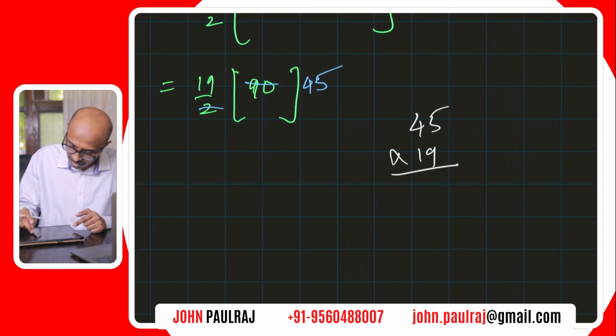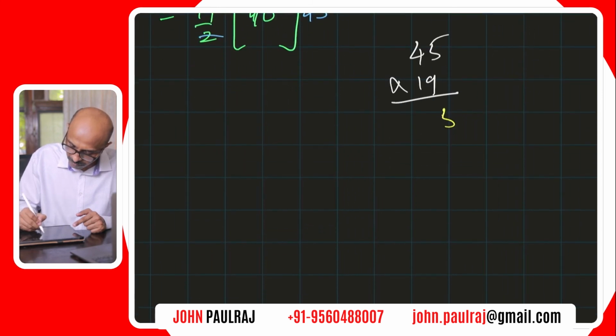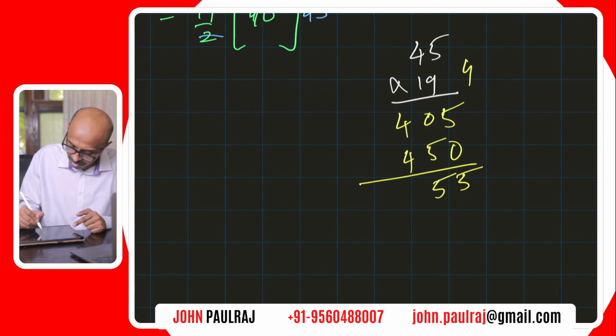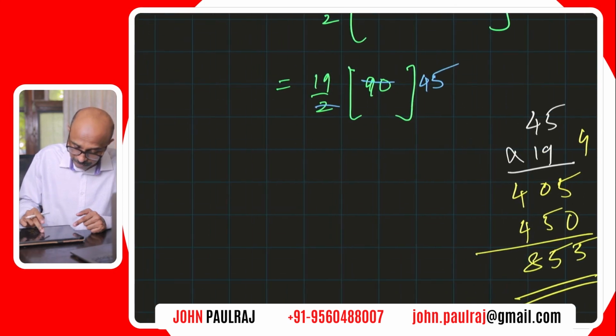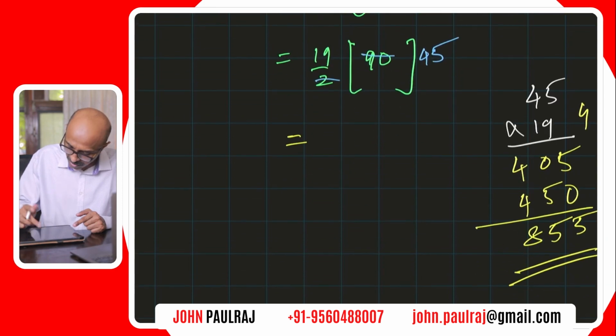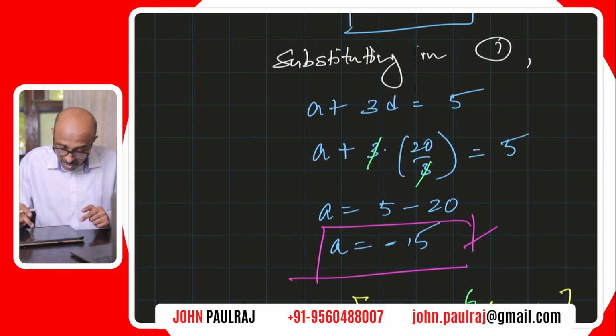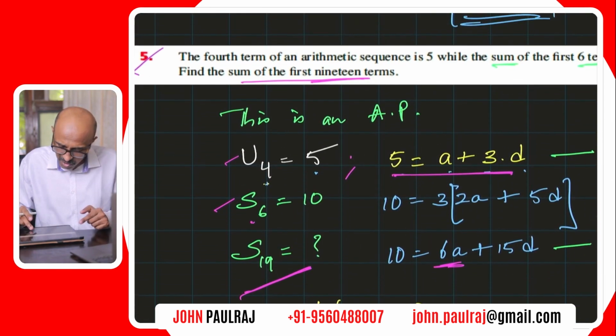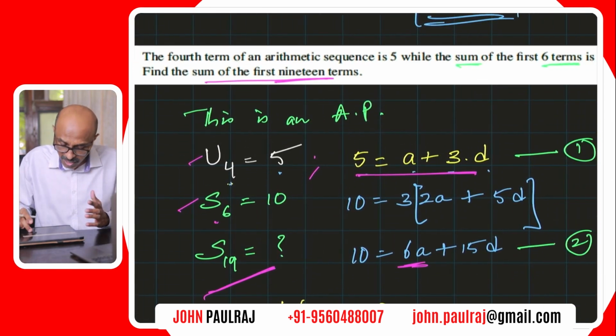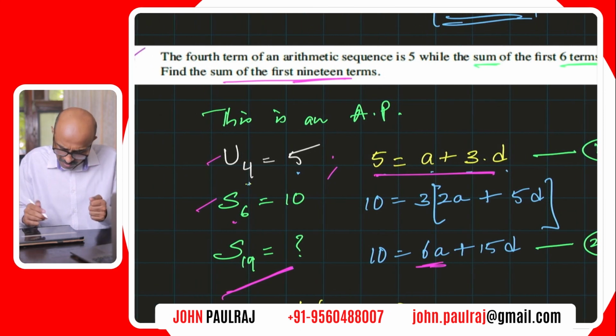So 9 times 5 is 45, 36. So that's, and this is 5 and this is 4. You should get this as 855. So the sum of the first 19 terms, let me write it down first, 855. The sum of the first 19 terms of this arithmetic sequence that was given to us. What was given actually? They gave us some information about the arithmetic sequence. They said that the fourth term is 5. The sum of the first 6 terms is 10, and we had to make use of the 2 different formulae to find out the sum of the first 19 terms.